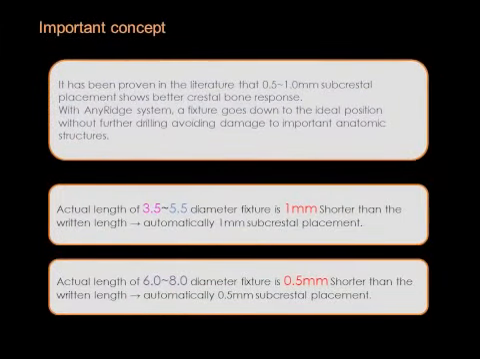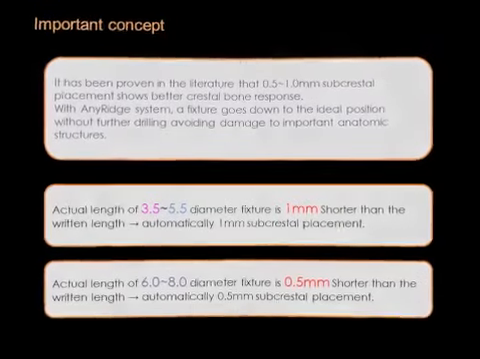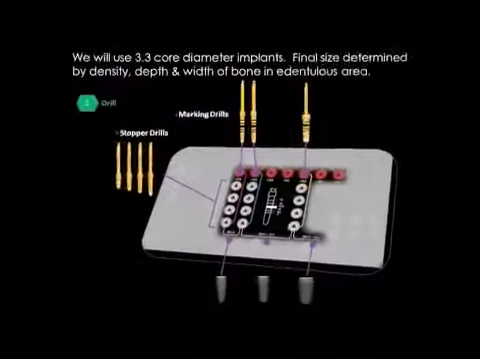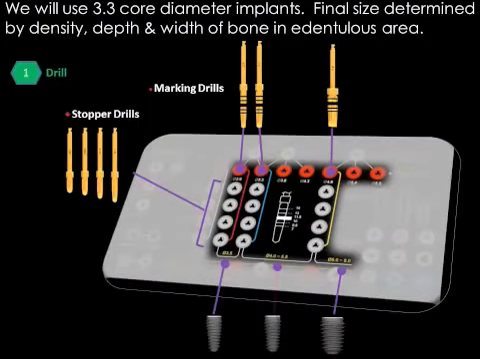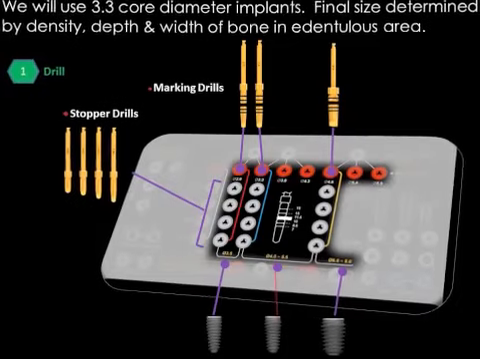Now, one thing to note is the actual drill length. Let's say we're going to be placing a 10 millimeter implant. Your stopper drills are very nice because they're already cut to length, but your actual implant is 1 millimeter shorter than the actual written length of the drill. So a 10 millimeter implant drill, your implant is actually 9 millimeters long to automatically place that implant subcrestally. So we're really going to only be utilizing 3 drills: a 2.0, 2.9, and 3.3, because the 4.0 through 5.5 implants only have a 3.3 core.